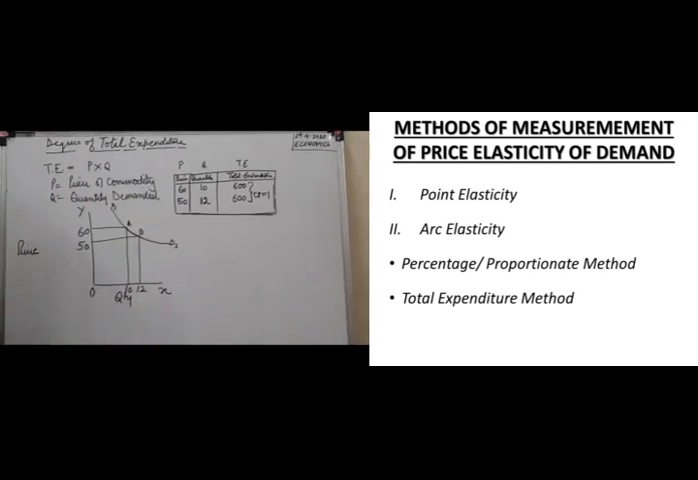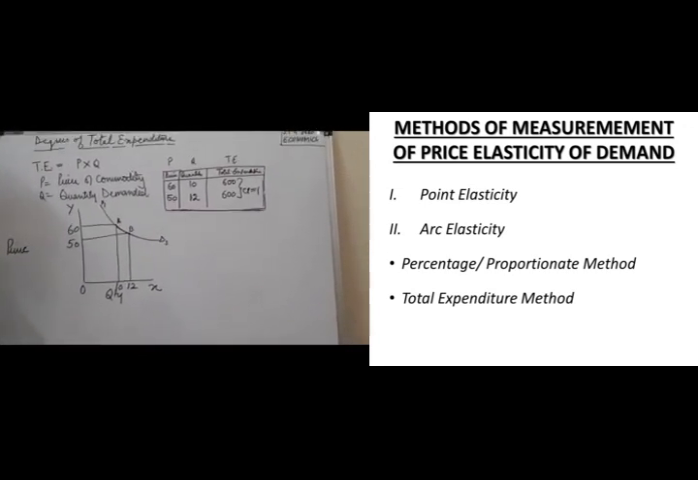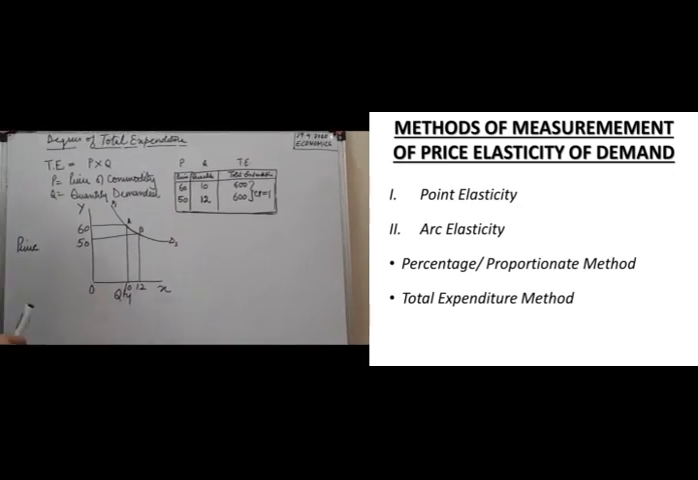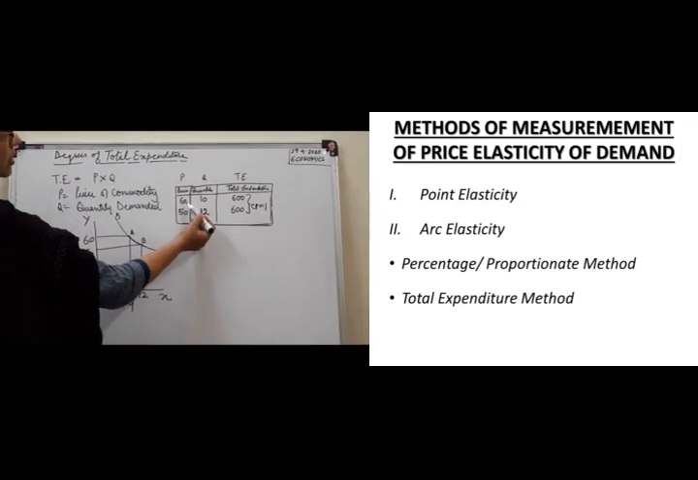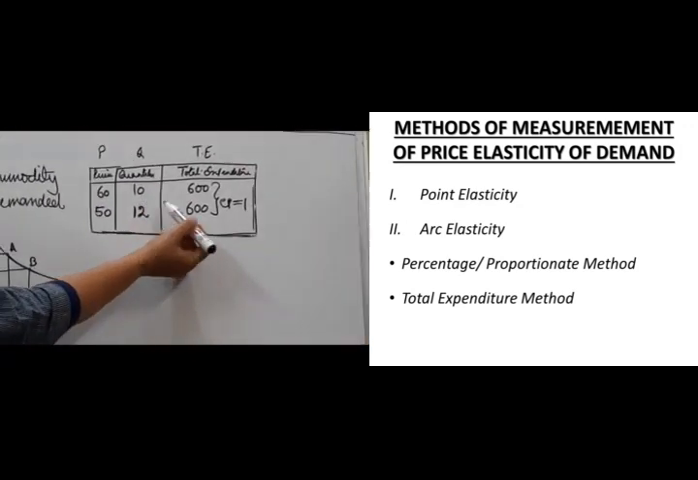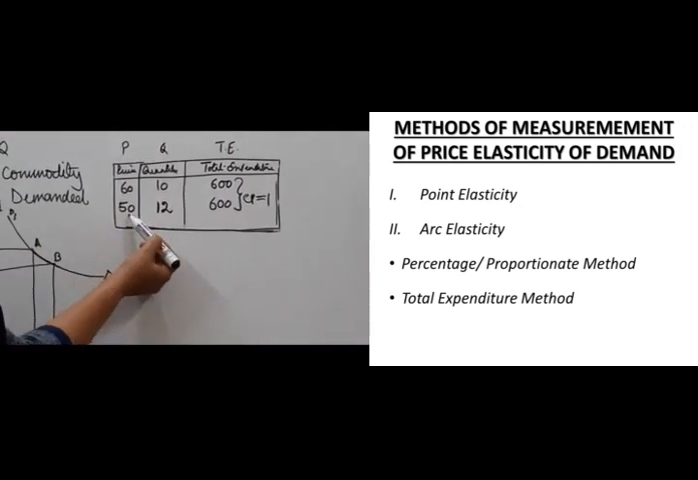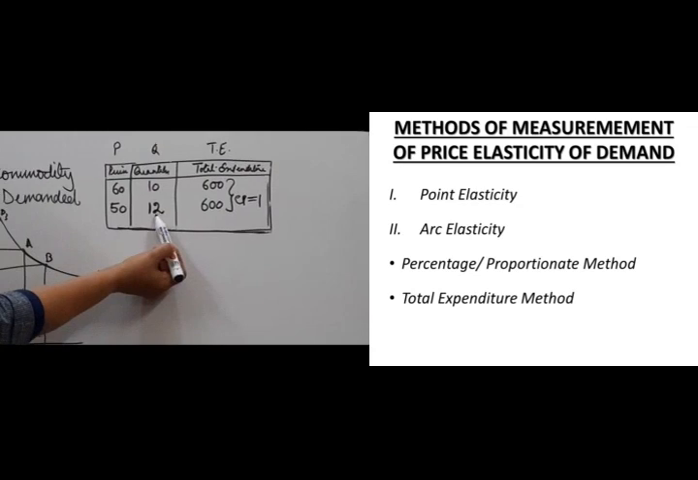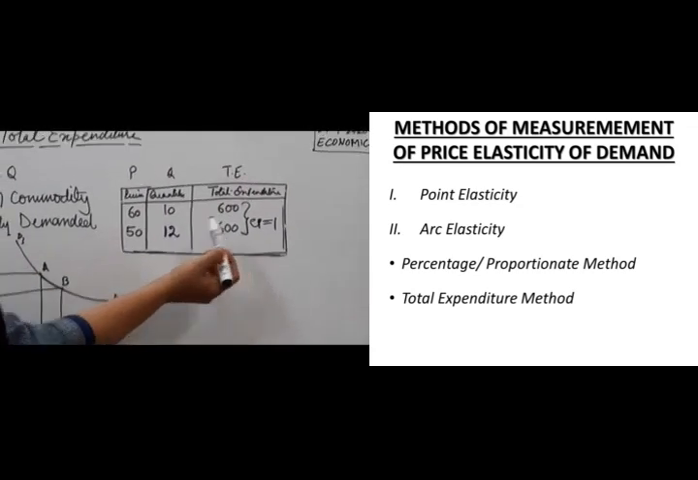The third degree of total expenditure is unitary elastic. The first two were elastic, one was elastic demand, second was inelastic demand, and third is unitary. Now what happens in unitary? Again the price is 60, demand 10 units, total expenditure 60 into 10, 600. When price falls from 60 to rupees 50, the demand increases to 12. That is, it is following the law of demand, but the total expenditure remains the same.